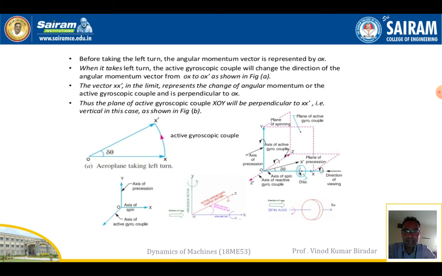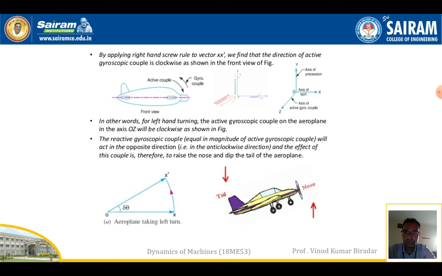So the vector xx dash is called the active gyroscopic couple, that is the change in angular momentum. That will be perpendicular to ox. Thus the plane of the active gyroscopic couple, xoy, will be perpendicular to the vector, as shown in the diagram. By applying the right-hand screw rule to the vector xx dash, we find that the direction of the active gyroscopic couple is clockwise, as shown in the front view of the figure in the first slide.